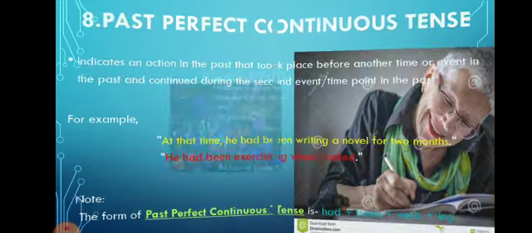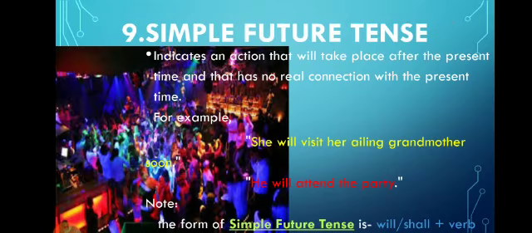Okay, let's go to the next tense, simple future tense. It indicates an action that will take place after the present time. Once the present is gone, that is future. That has no real connection with the present time. For example, she will visit her ailing grandmother. When will she visit her ailing grandmother? Maybe sometime tomorrow, next week, day after tomorrow, or in the next month.